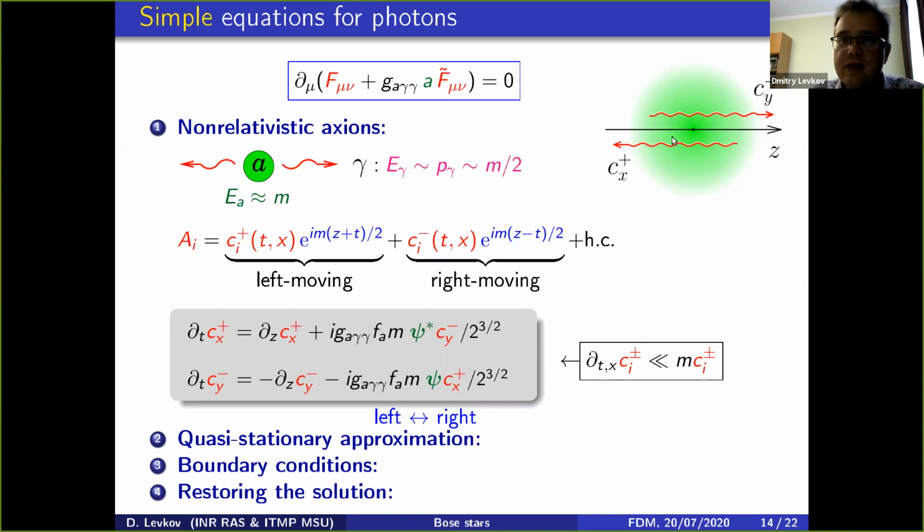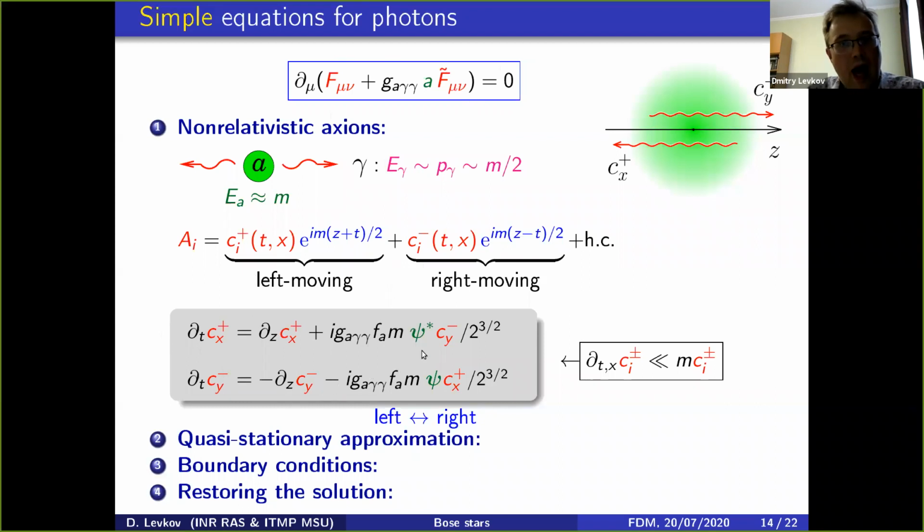So if we consider resonance developing along, say, the Z axis, then the Z momentum is mass over 2, and the frequency is mass over 2, plus or minus. This suggests an ansatz, a canonical ansatz, that there are fast oscillating exponents e to the mass over 2 times (Z plus T), (Z minus T), or Hermitian conjugate. You can multiply them with slowly changing functions of time and X. Here C plus is a left moving wave, C minus is a right moving wave, and you can plug it into the equation and obtain this system of equations.